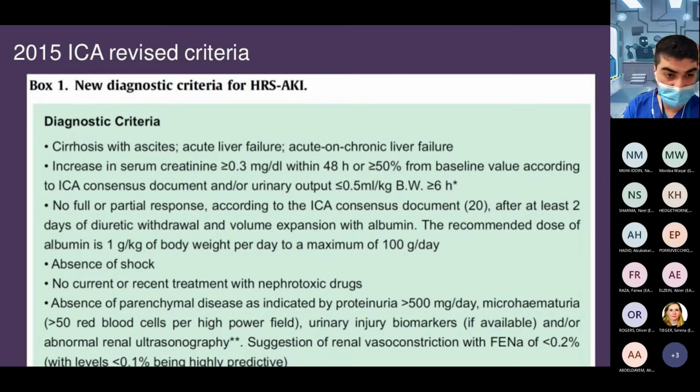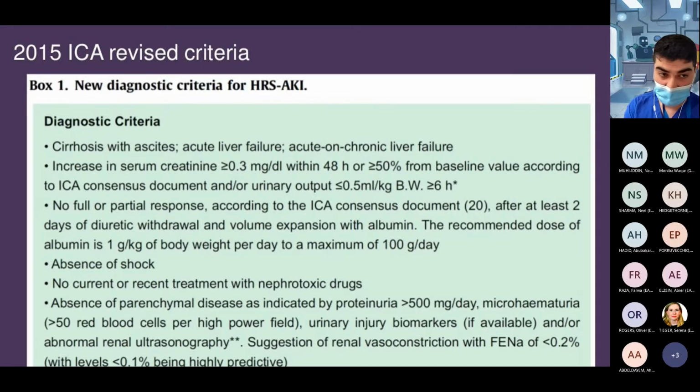people as HRS changed from being above 133 for HRS1 to either an increase of 0.3 milligrams per deciliter, which on our system would be about 26, so a rise of creatinine of above 26 within a 48-hour period, or a 50% increase from their baseline before admission, or the presence of reduced urine output over a 6-hour period. So that's the main change between the old classification of HRS type 1 and HRS-AKI, which essentially replaced that category. All the other things are pretty much exactly the same.